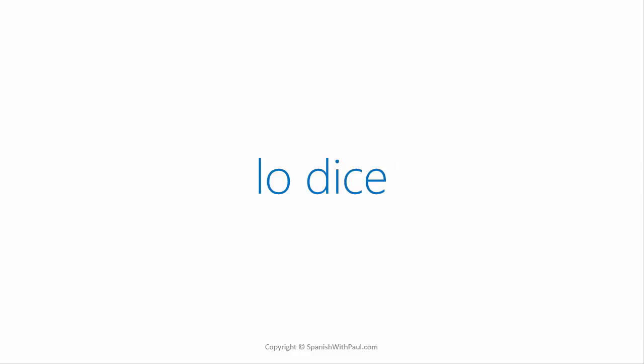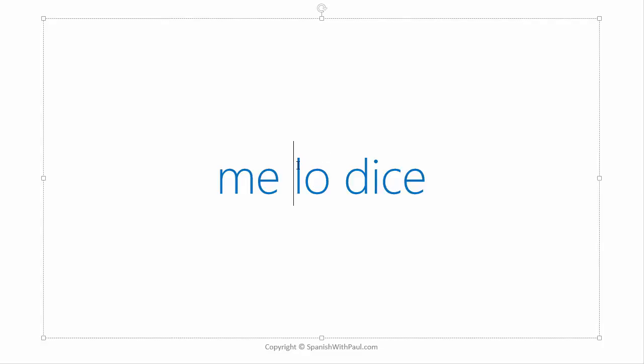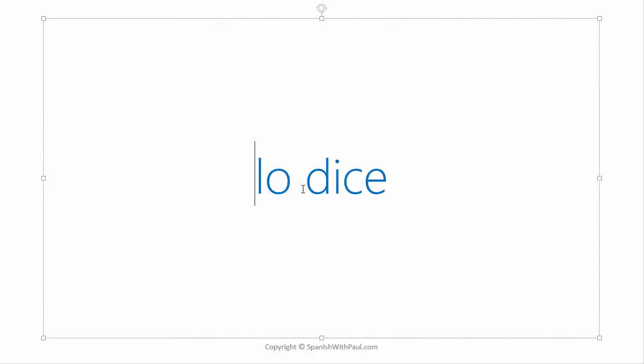So far, so good. Now we want to take it one step further and say, "he says it to me." So not just he says it, but he says it to me. So what we do is: me lo dice. Let's break this one down and just do it in real time. So we have "he says it," lo dice. Or even if we go back a further step, "he says," dice. "He says it," lo dice. And "he says it to me," me lo dice.